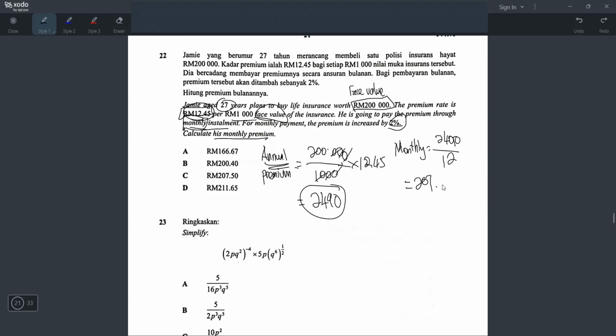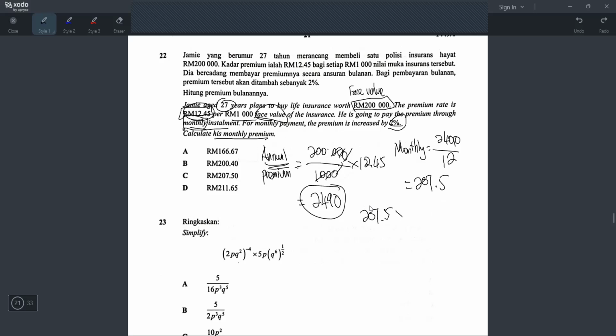207.5. But you don't bulat C. You bulat C wrong. So increase by 2%. It means 207.5. Okay, most students will do it like this. They will darab dengan 2% and then equal to something, and then they will take this value tambah dengan 207.5. Okay, can also. If you do it like this, it's correct. It's correct. But there is a faster way I want to suggest you.